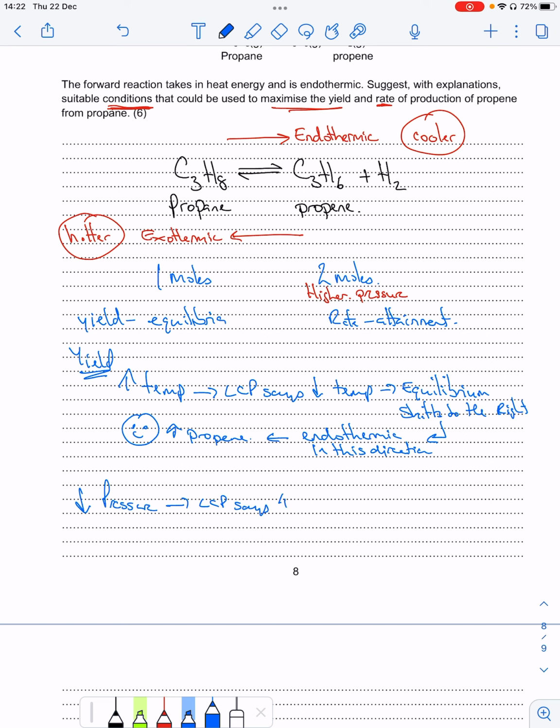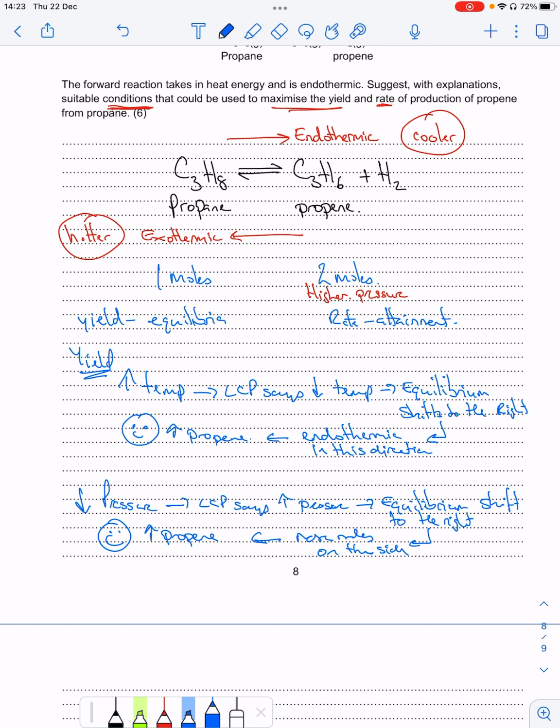It says it's going to try and increase the pressure. How's it going to increase the pressure? Well, the equilibrium will shift to the right. Why will it shift to the right? Because there are more moles on this side, and if it moves to the right, then the amount of propene is going to increase, which again is a good thing. So in terms of my yield, I've actually covered all aspects there.